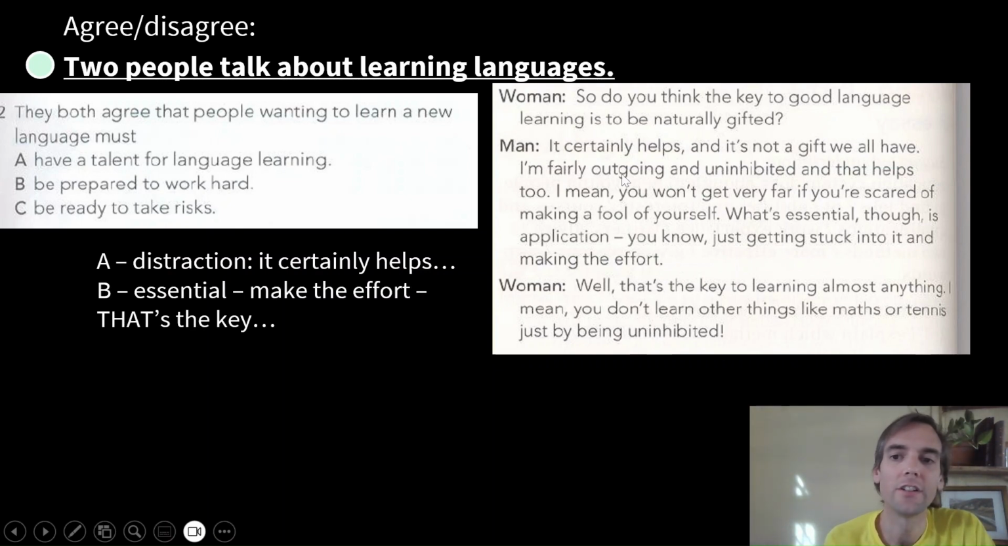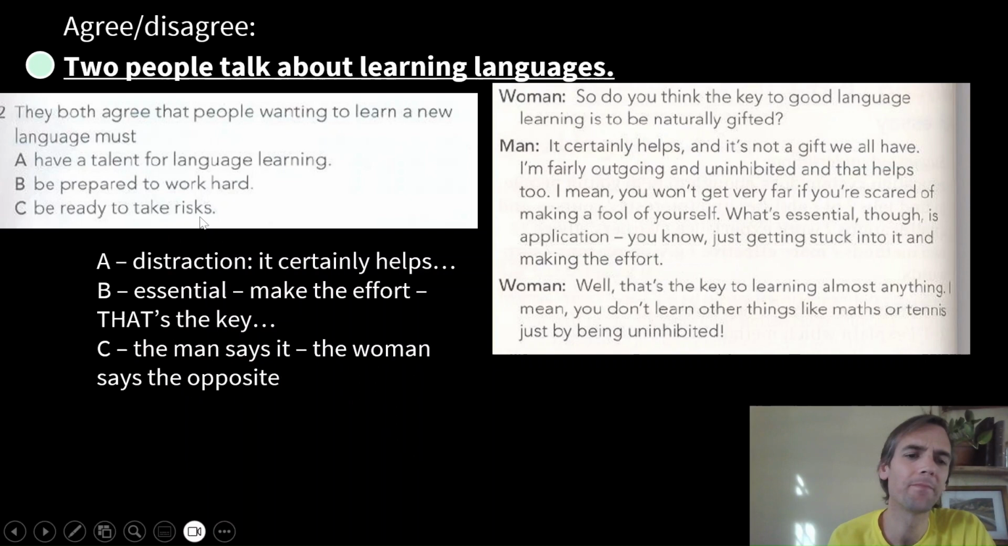B, he says it's essential to have application, to get stuck in, to make the effort. These are all synonyms for working hard. And she says, well, that's the key. That is referring to working hard. So she agrees. So B's looking good.